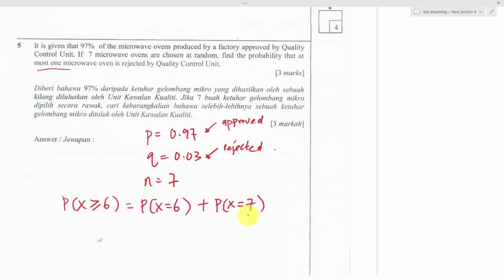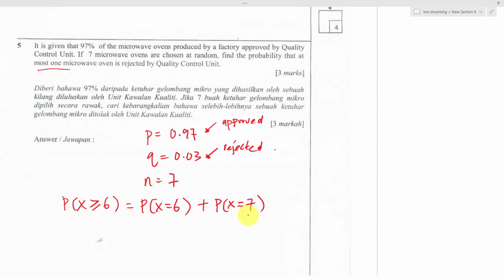If I approve 6, basically means I reject 1, isn't it? If I approve 7, means I reject 0, right? Because over here they say maximum only can reject 1. So I can only reject 1 or 0. So therefore, I can do like this.